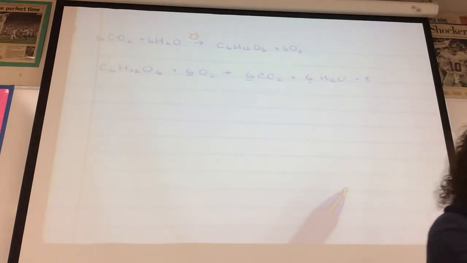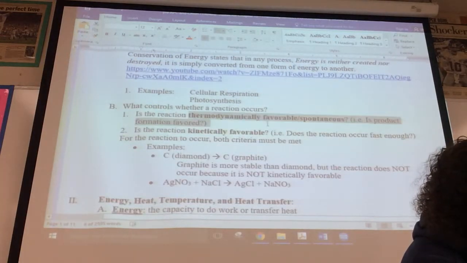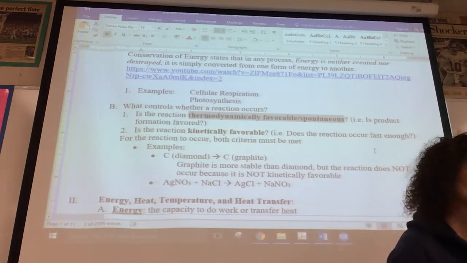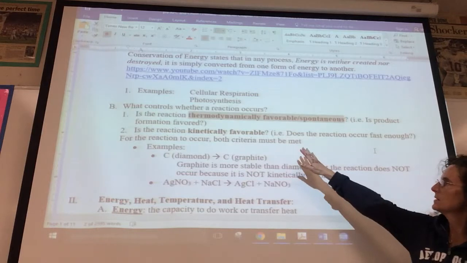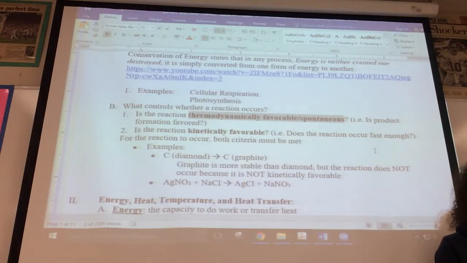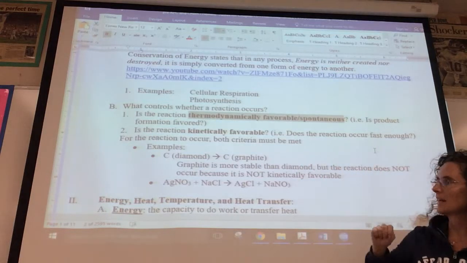Now, there are 2 factors that determine whether a reaction occurs. The first is, is it thermodynamically favorable or spontaneous? Does the reaction occur without any assistance? Is product formation favored? That's what we're going to look at in this chapter. That's one criterion that must be met. A second is, is the reaction kinetically favorable? Kinetics is the study of reaction rates and the factors that affect them, and our next chapter will be on kinetics. For a reaction to occur, it must be both thermodynamically favorable and kinetically favorable.